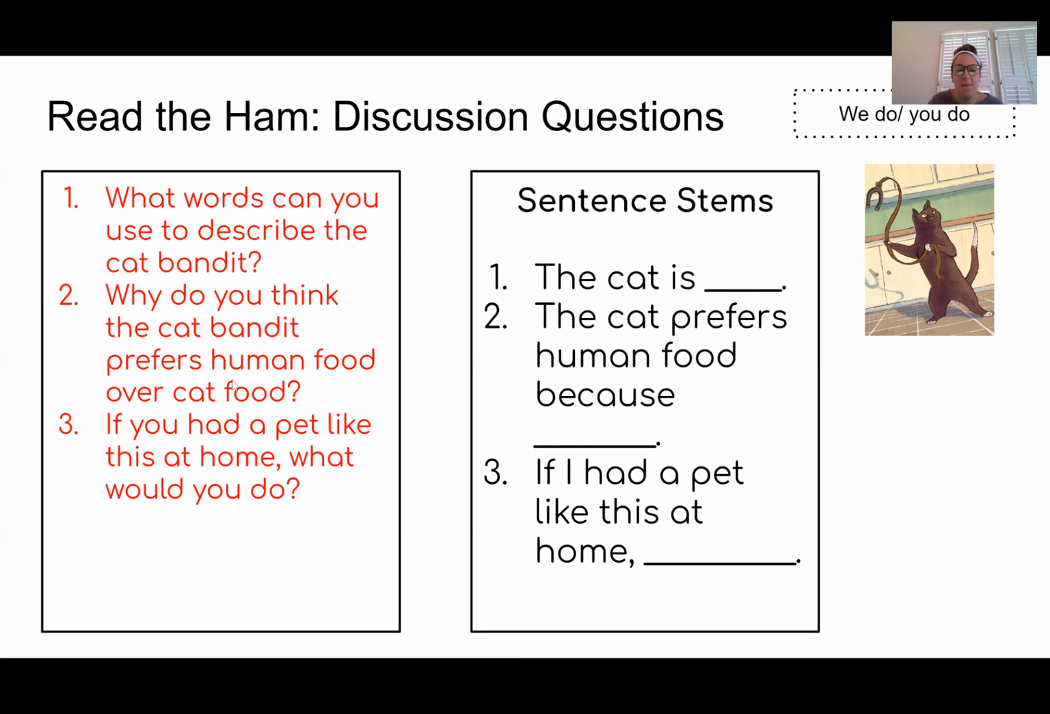Last question 3. If you had a pet like this at home, what would you do? If you need help answering this question, you can use this sentence stem. If I had a pet like this at home, blank. Very good. Friends, let's review what we're doing. You're answering all 3 questions in complete sentences. If you need help starting your sentence, you're using these sentence stems. If you don't remember what the question said, you can rewind this video and watch.